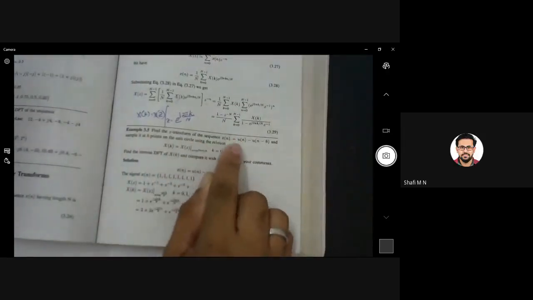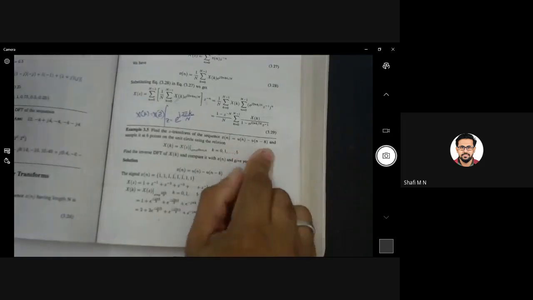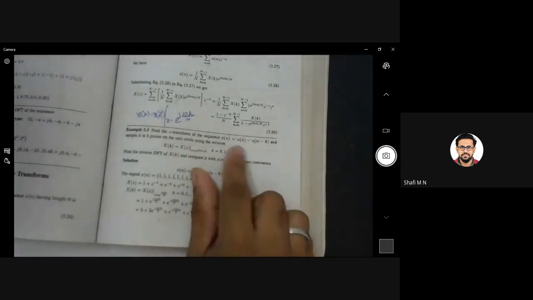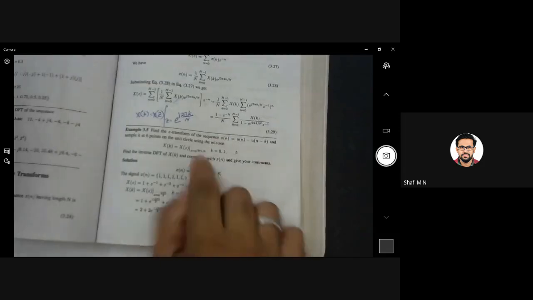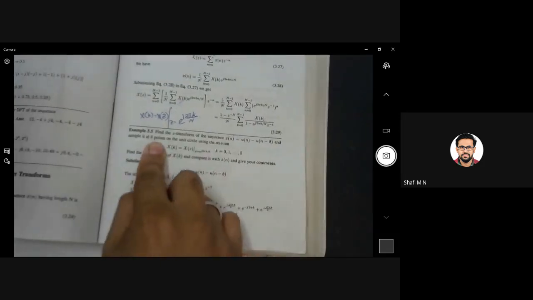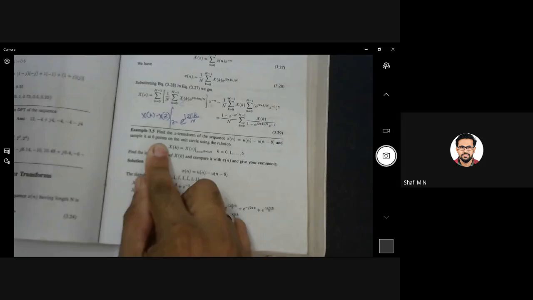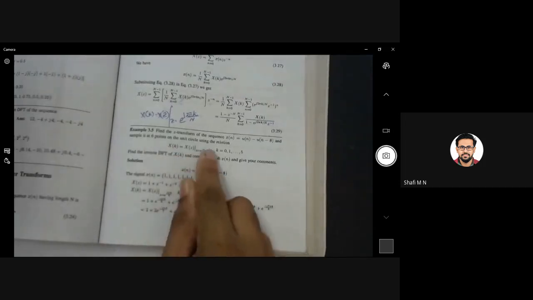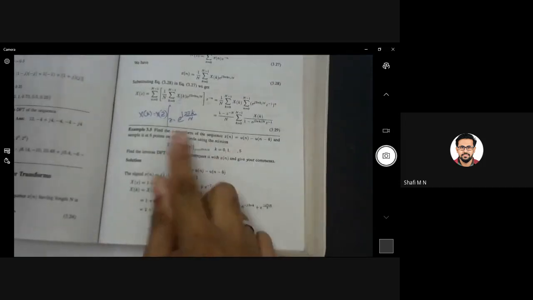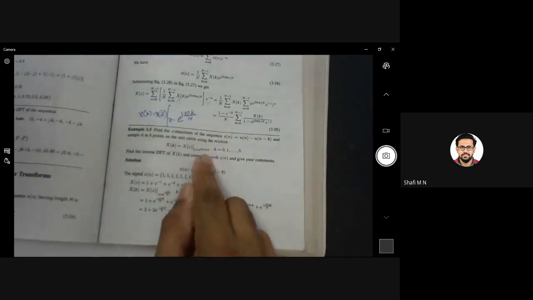Okay. The question was find the Z transform of the sequence x of n equal to u of n minus u of n minus 8. You did this the other day, right? So you have the sequence x of n and you have to sample it at 6 points. Then using this relation, 2 pi k by N, N here will be 6.